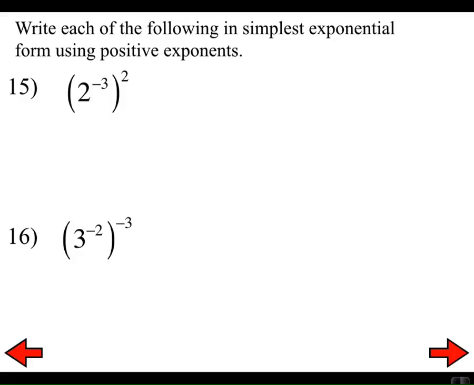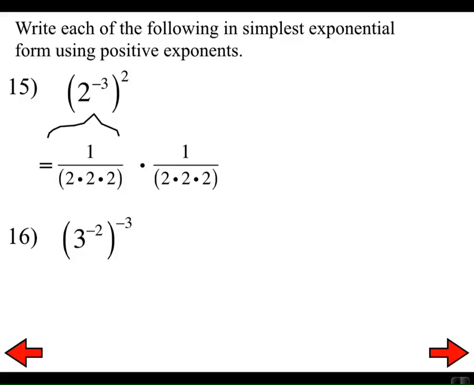So what would 2 to the negative third look like? Well, it would be 1/2 times 2 times 2 times 2. Okay? But now I'm not done. There's a second power, which is why we call it power to a power. There's also a 2. It's also being squared. So I'm going to go ahead and repeat that group once more to make a total of 2 groups.